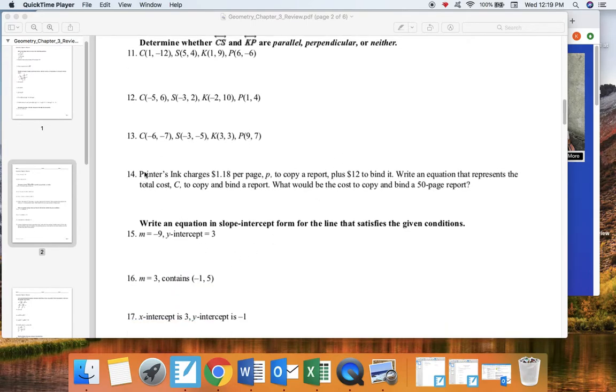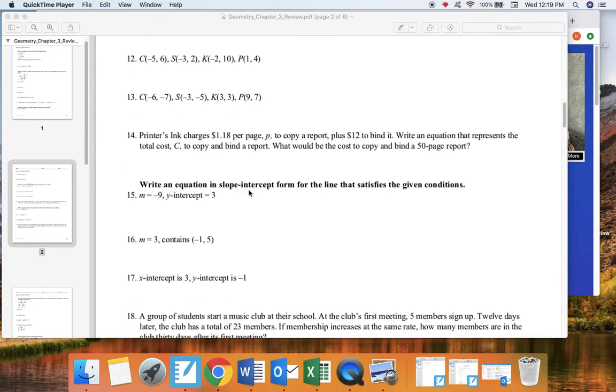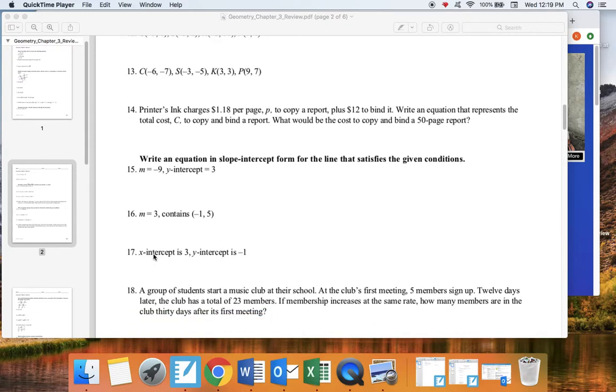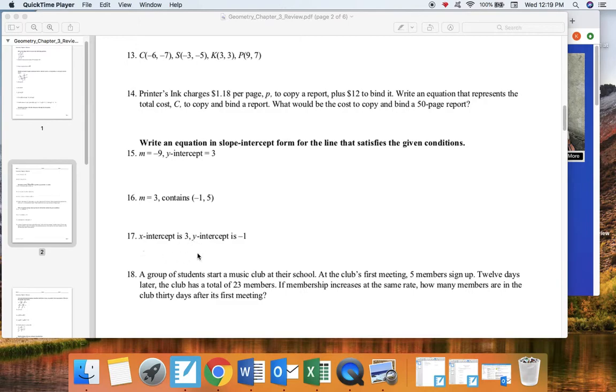Then we get, you guys can skip 14 here. Then we get into write an equation in slope-intercept form of the line that satisfies the given conditions. So this first one, you're given slope and intercept. Here you're given slope at a point, so probably want to use point slope and then get it to slope-intercept. And this one you might want to graph.